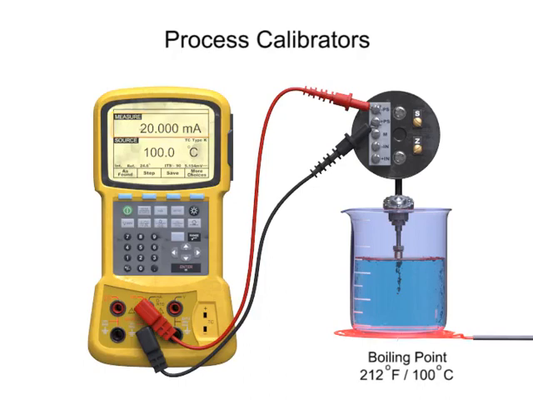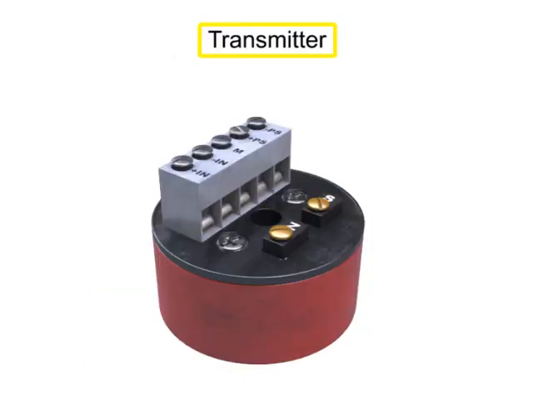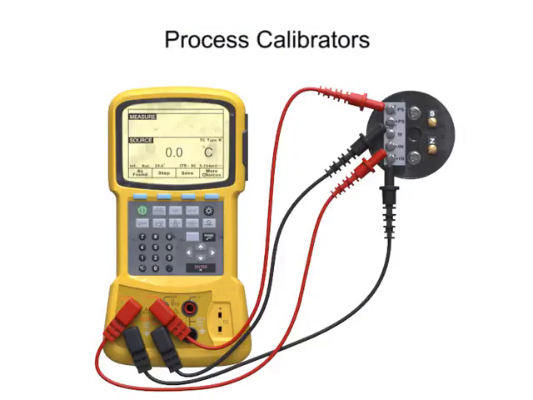After the sensor accuracy is confirmed, the next step is verifying the accuracy of the transmitter using the process calibrator. The calibrator provides an input signal to the transmitter that simulates the output of the sensor at multiple measurement points.